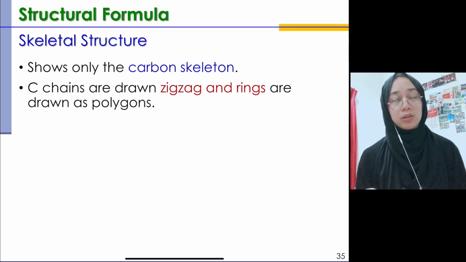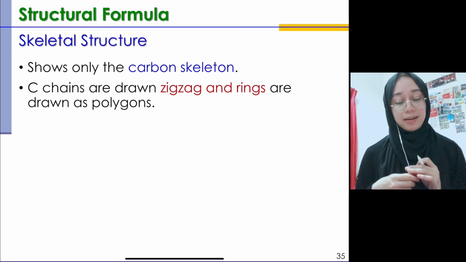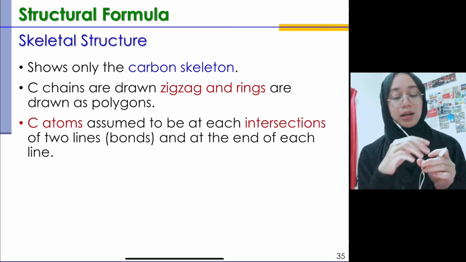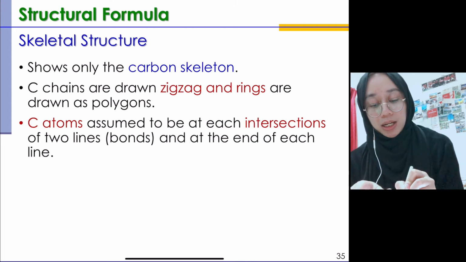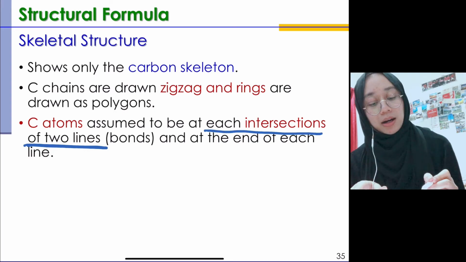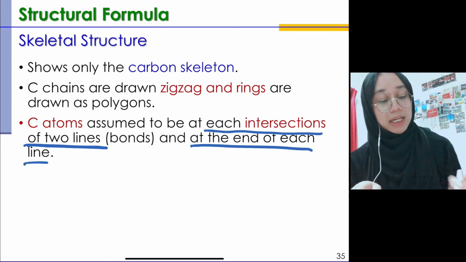Okay, so polygon tu maksud triangle, square, pentagon, hexagon, heptagon, octagon, nonagon untuk yang ring. Tapi kalau yang chain yang lurus tu, kita akan guna zigzag lah. Sebab kalau tak buat zigzag, nanti kamu tak dapat nak identify carbon. Okay, so macam mana nak buat kita punya carbon skeleton ni? So carbon atoms, they are assumed to be at each intersections of two lines. Okay, and satu lagi adalah carbon is also assumed to be at the end of each line.